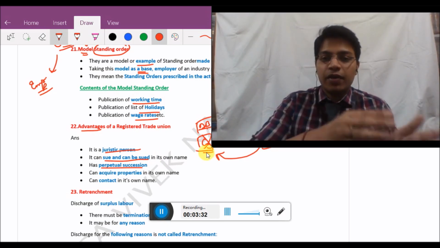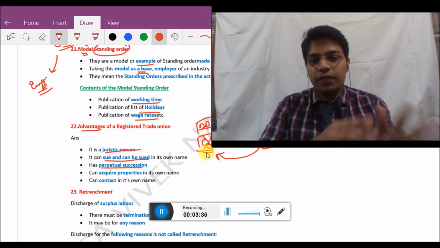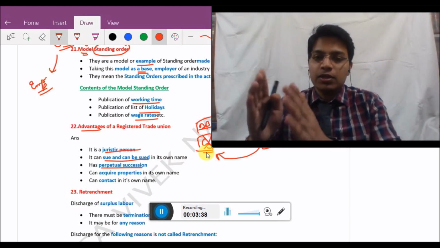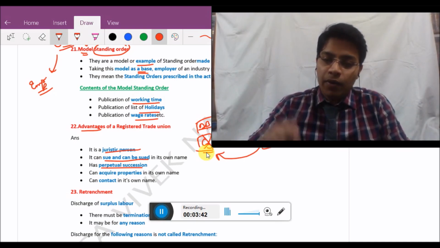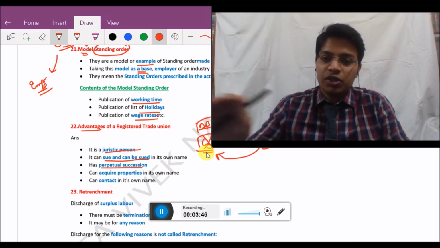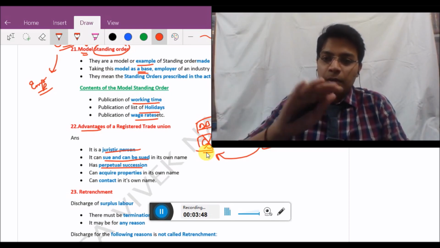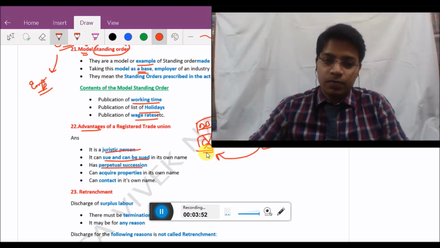We have read that 7 members form a registered trade union, right? If all 7 members die, the existence of the registered trade union is not affected. It will continue like that without any issue. It is called perpetual succession. It goes on forever. The members may come, members may go, but the trade union will go on forever.